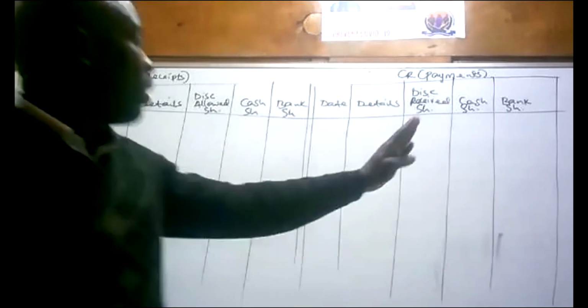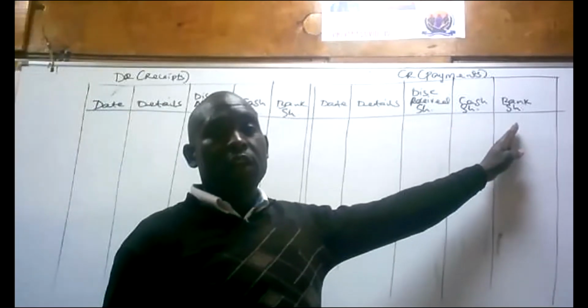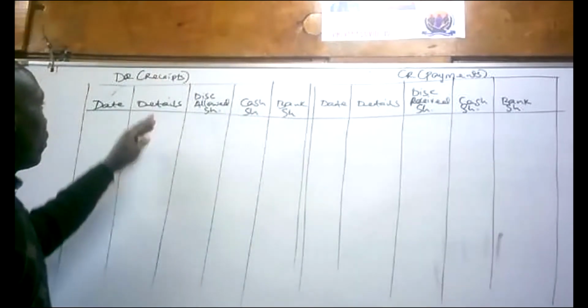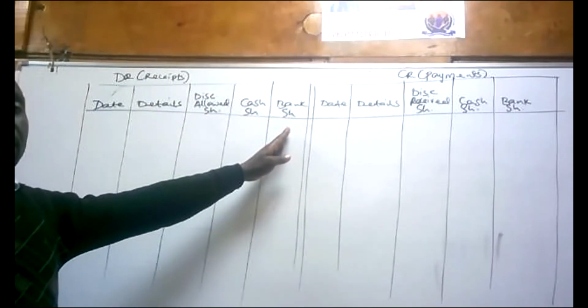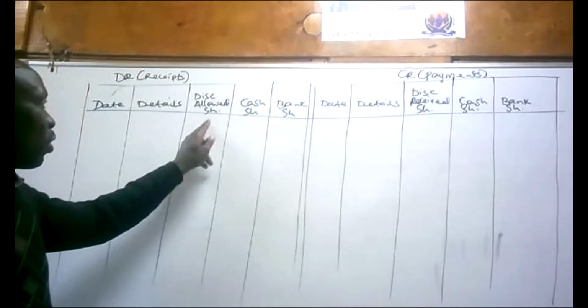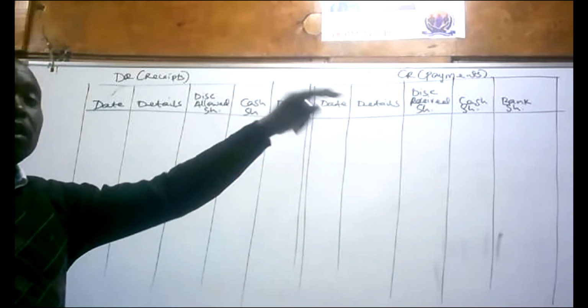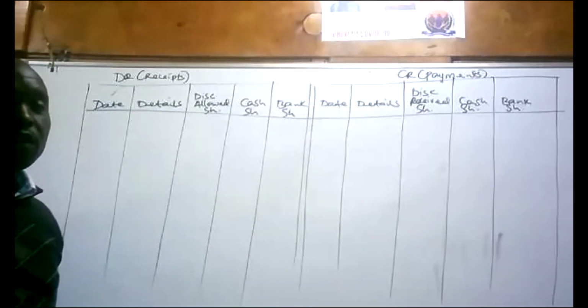The credit side records the payment, any money moving out. Remember, you can pay using cash, you can pay using check. This side records the receipt. You can receive money in cash or you can receive money in check. But we have got 3 columns on each side. That's why it is known as the 3-column cash book.